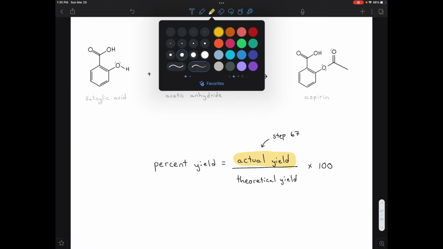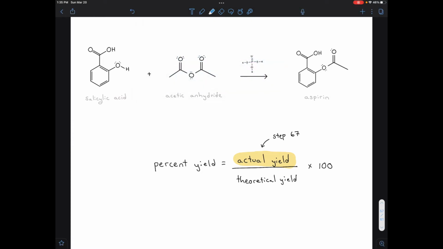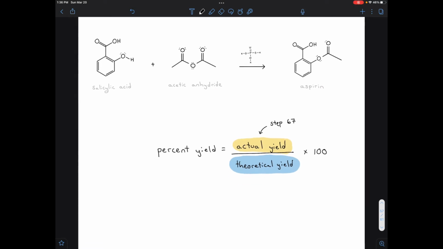But the percent yield is not just how much you made, it's a ratio of how much you made to how much you could have made. How much did you make out of what you could have made? And that's what the theoretical yield is. The theoretical yield is how much could you have made if you were perfectly efficient. If every molecule of salicylic acid reacted with a molecule of acetic anhydride, and anytime you transferred the contents from one beaker to another, it all transferred, every single molecule, how much aspirin could you theoretically have made in your experiment? That's what the theoretical yield is. So that's what we need to calculate in order to figure out what the percent yield is going to be.